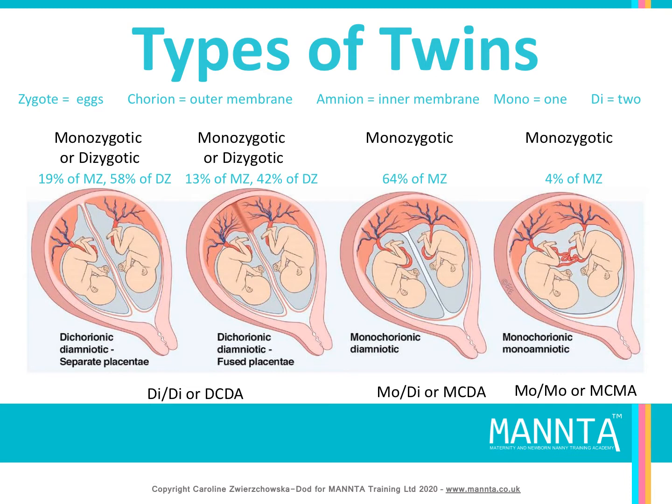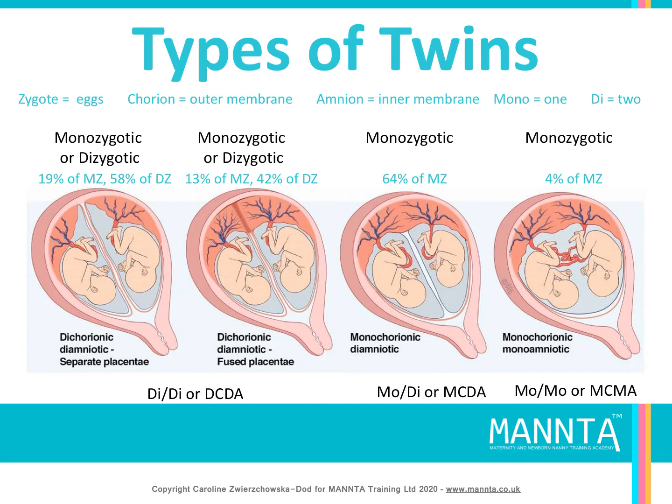So, in order of how common the presentations are, dichorionic diamniotic twins have separate inner and outer sacs. They each have a placenta, although this could have fused together. They are known as di-di twins or DCDA and can be fraternal or identical.